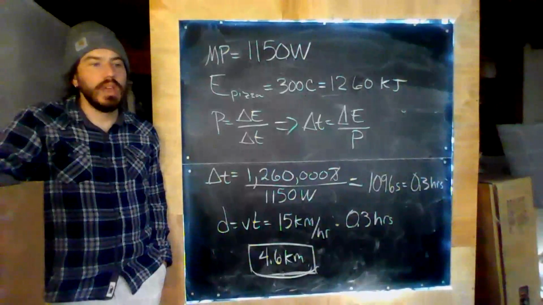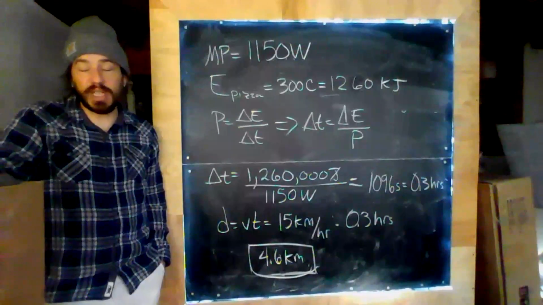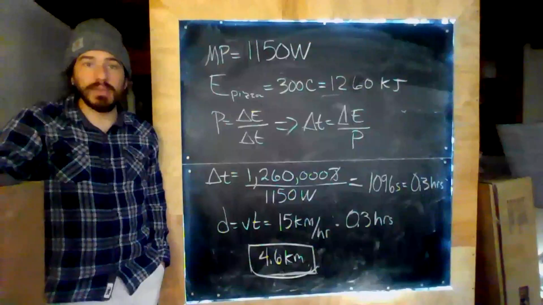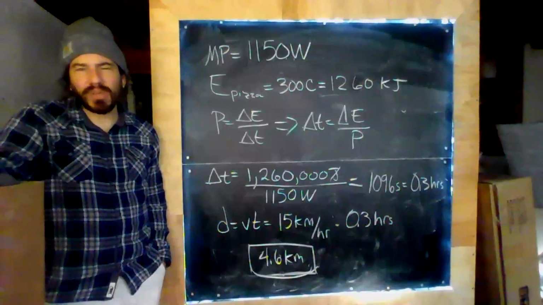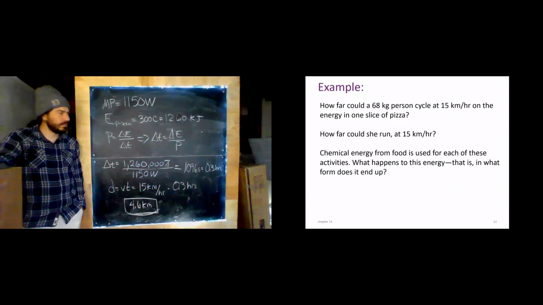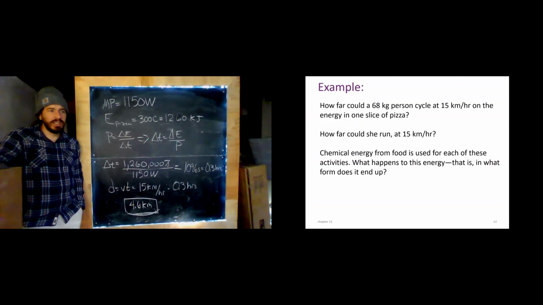Chemical energy from food is used in each of these activities, right? Like I've said many times, humans run on chemical energy. What happens to this energy? What form does it end up in? Well, whether I'm riding the bicycle or whether I'm running, in the beginning I was stopped, in the end I was stopped. This assumes I'm running over at a constant speed and not going uphill or downhill.